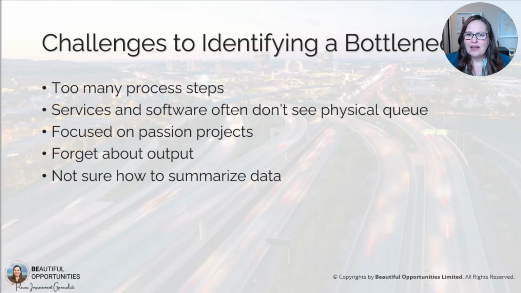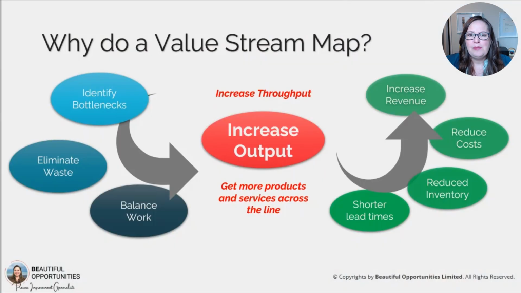And finally, we have this issue where there's so much data. What data should we include? How can we summarize it? How can we view it in a way that's going to be powerful? And this is why the value stream map can be so powerful and effective. Ultimately, we're using this value stream map to get more products and services across the line, to increase throughput, to increase output. Now, we're doing this really to identify bottlenecks.